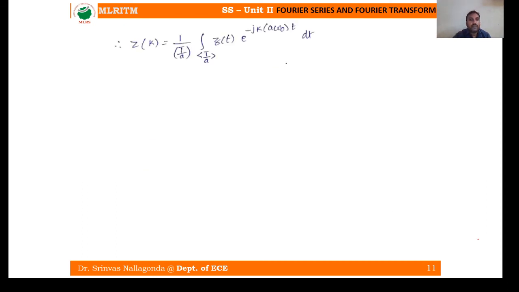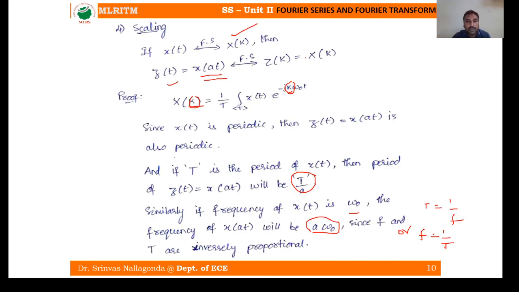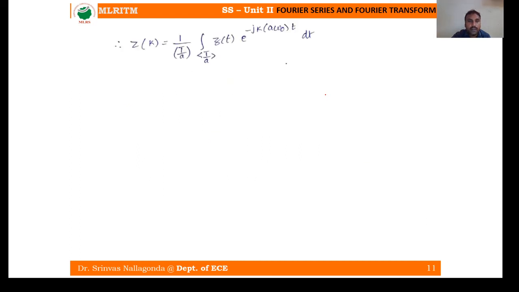Now Z of k is equal to 1 by T by a, integral over T by a, z of t e power minus jk a into omega naught t. Why is it coming? Here we are applying at, so this is also a omega naught t. And the limits also changed. Now a by T integral x of at e power minus jk omega naught t.